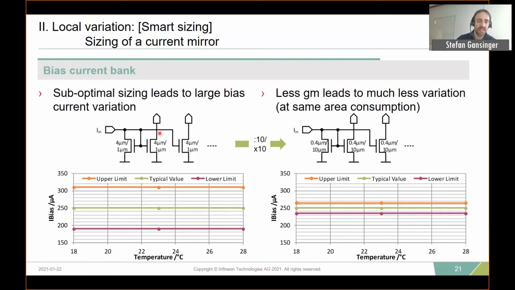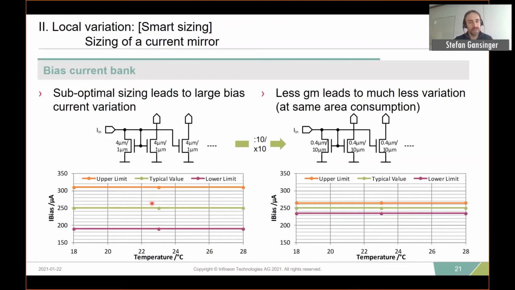If we do the sizing like this, we will have a typical bias current of 250 microamps, but due to the mismatch, we have to deal with a bias current variation of 310 microamps to 190 microamps. And of course, for a design, this is quite challenging, because if you design an ADC, it has to work with this bias current as well as with the lower one. So this is not nice.